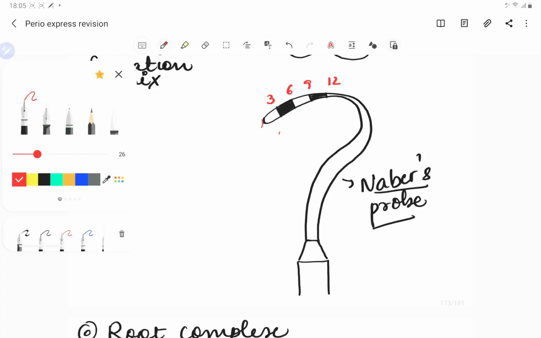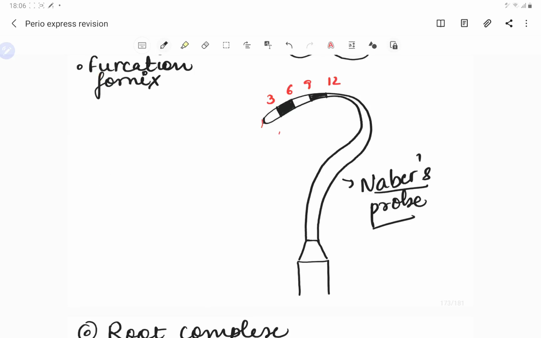So guys, this Nabers probe is used to enter and measure the furcation. It is used to measure the difficult to access furcal areas. So we use it to measure the furcation. Now talking about the parts of the furcation.